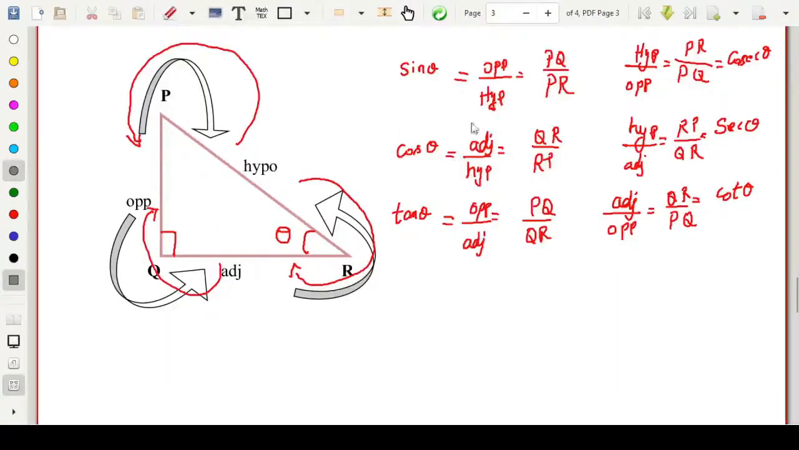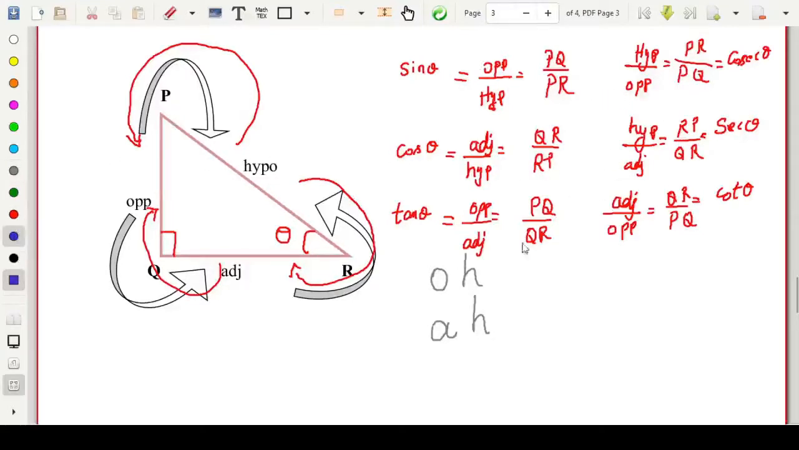Now, how to remember these 6 different ratios of trigonometry? It is very simple. If I ask you a question when you don't know about trigonometry, your expression will be, oh, I don't know it. But once you know everything about trigonometry, your expression will be, ah, I know it. Only by remembering these two you can easily remember all the 6 different trigonometric ratios.